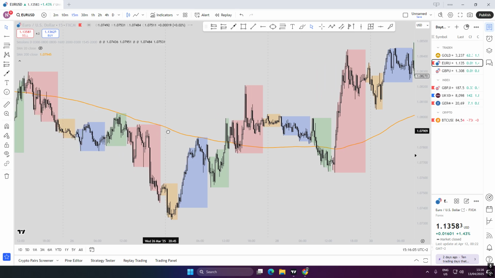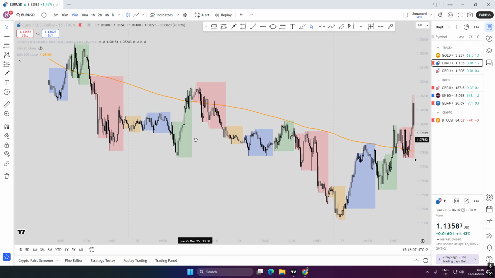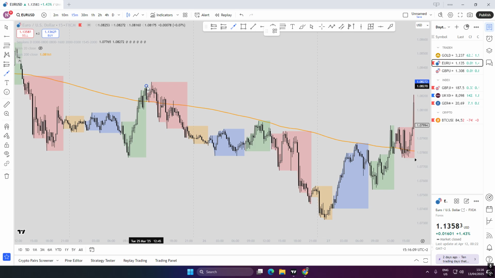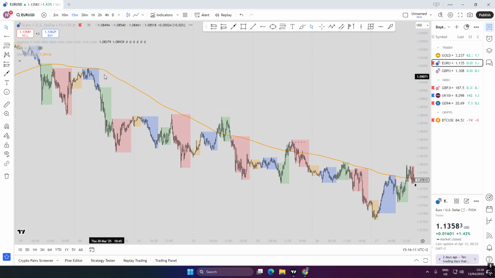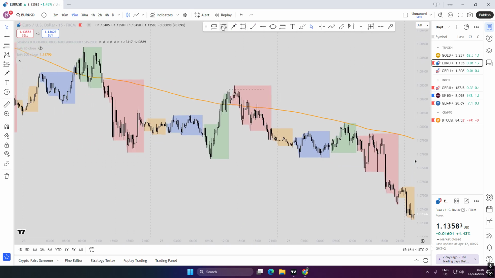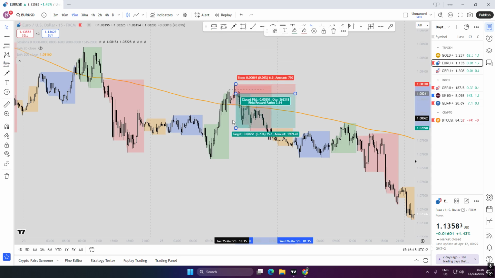So you see, it doesn't happen that often. Oh, here you see a sweep, and price looks very bearish. We see a sweep. The first black candle we enter, stop loss above the wick.